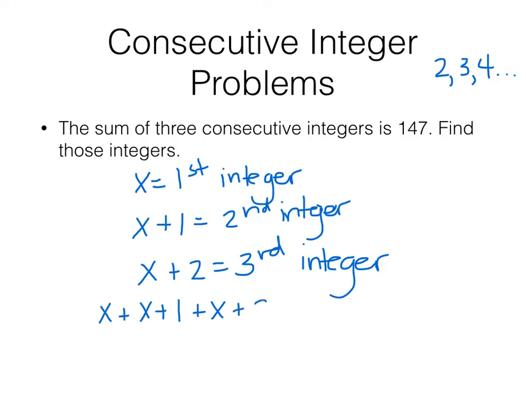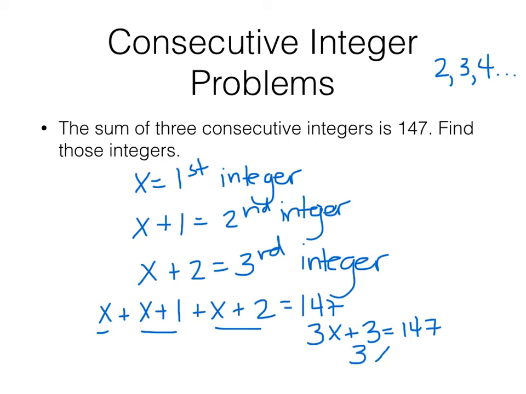The sum of those 3 numbers is x plus 1 plus x plus 2, and it equals 147. So now I can combine like terms and solve. So 3x plus 3 equals 147. Subtract the 3 from both sides, and we have 3x equals 144.